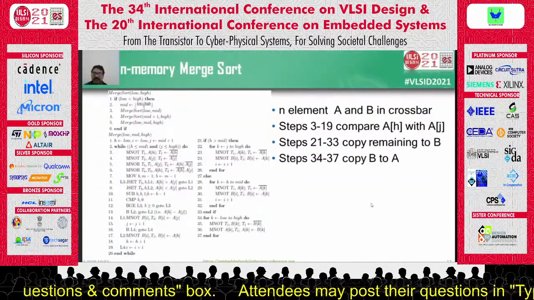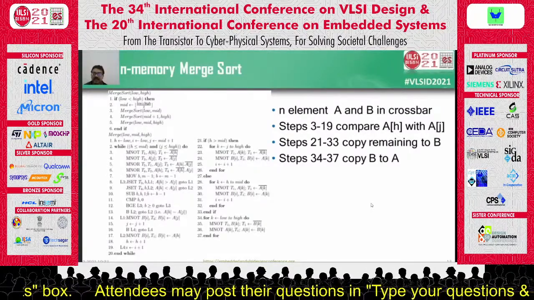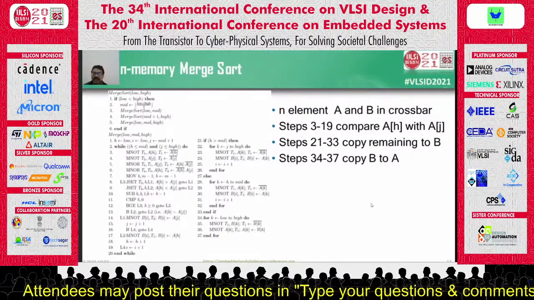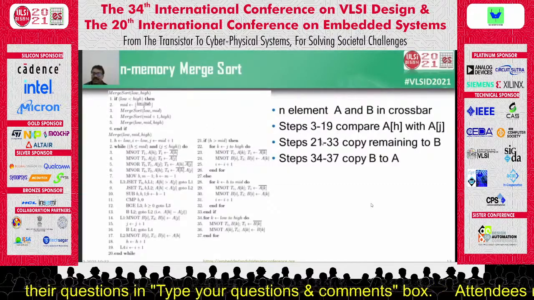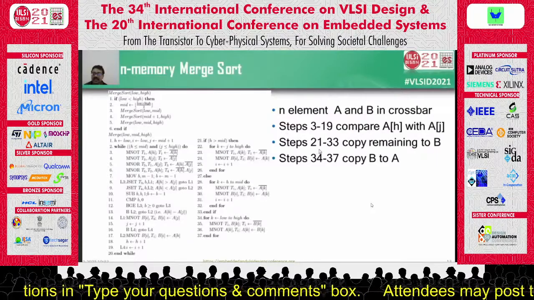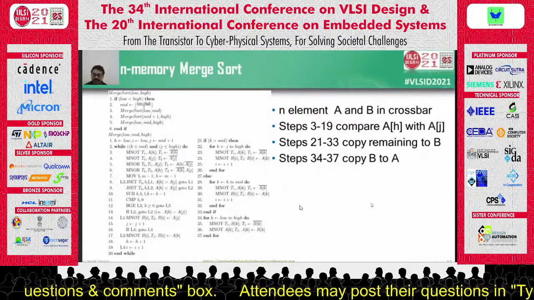Similarly, the in-memory merge sort performs the merge sort operation within the memory, where steps 3 to 19 perform the comparison, and steps 21 to 23 and 34 to 37 perform the copy operation.